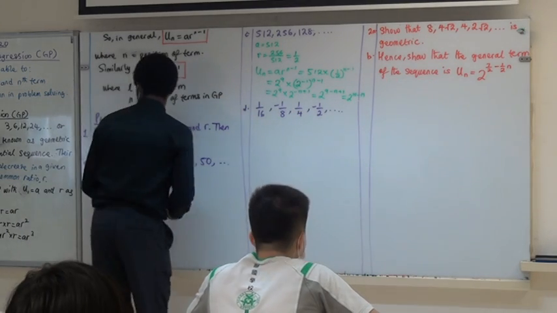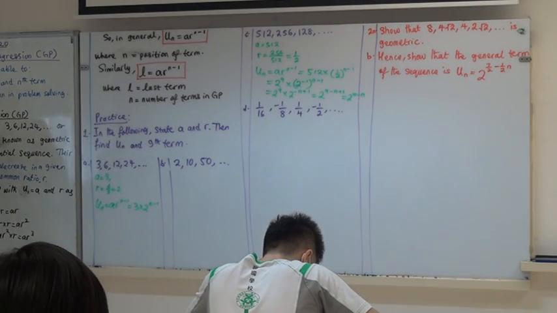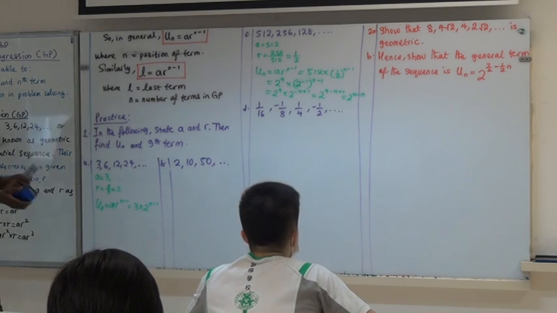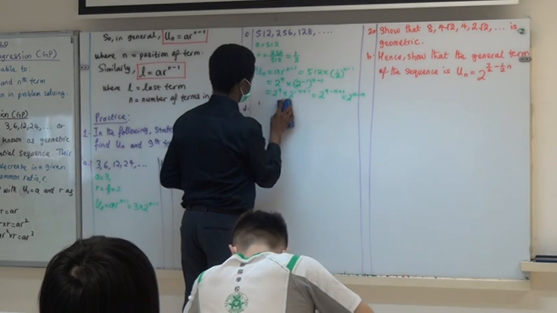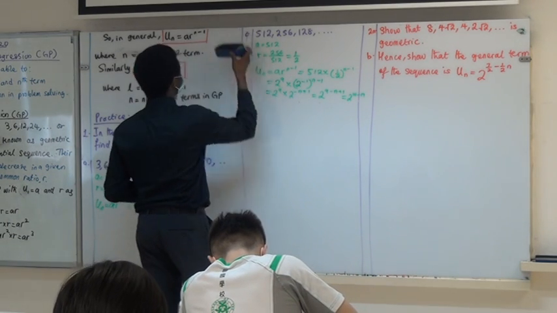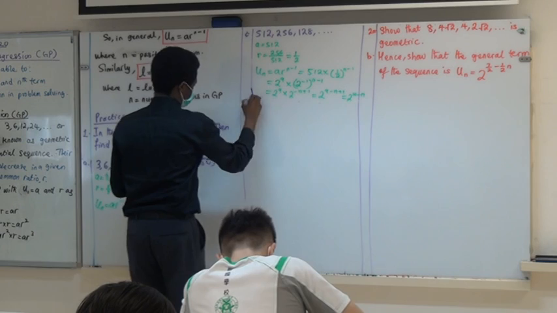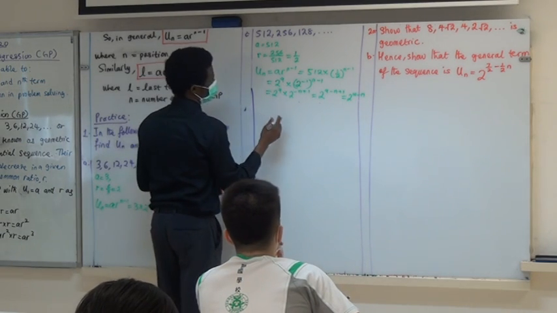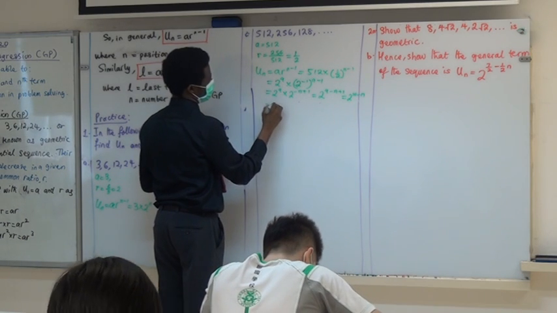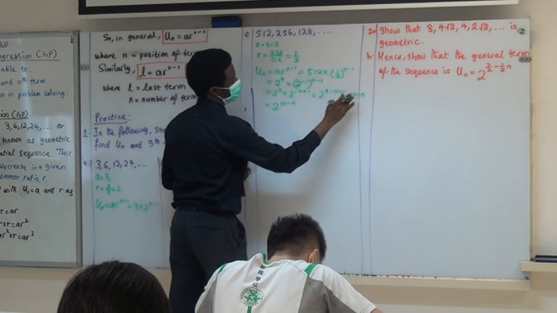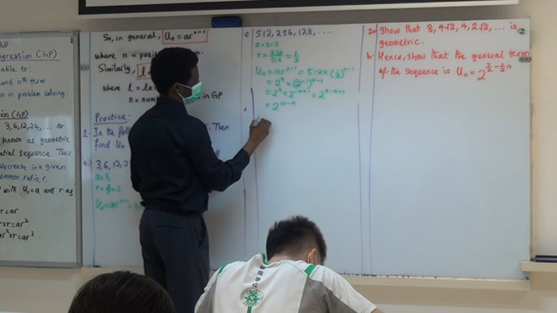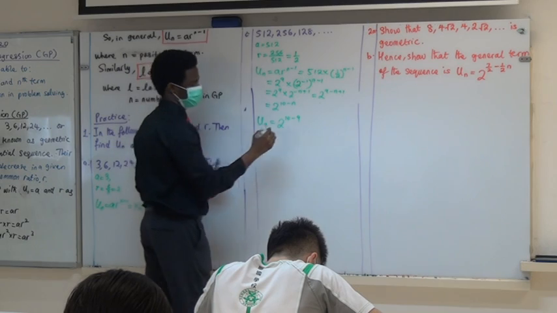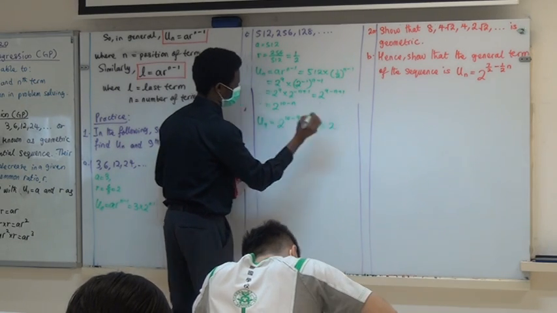Next. So U9 is simply 2 to the power 10 minus 9. Just like that. 2 to the power 1, which is 2. Period.